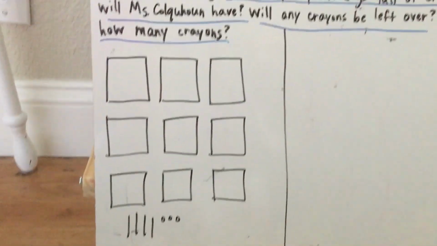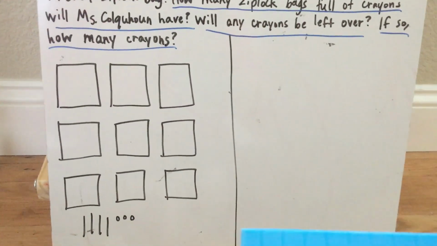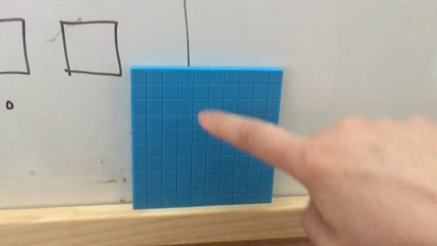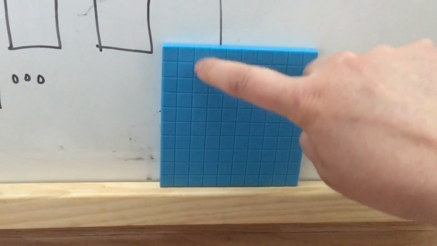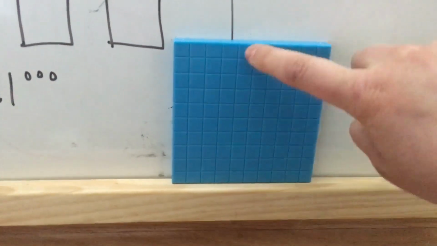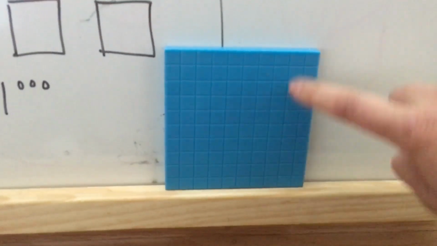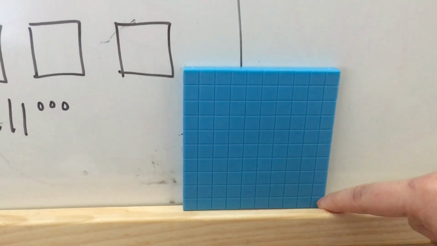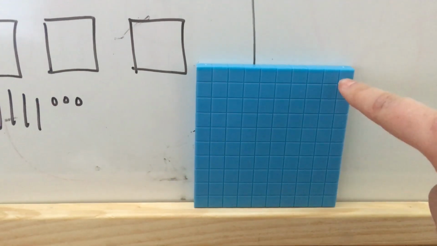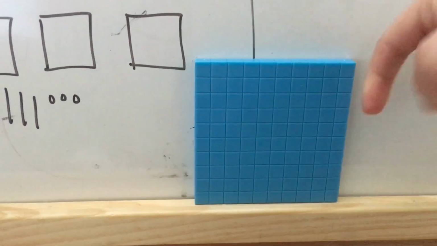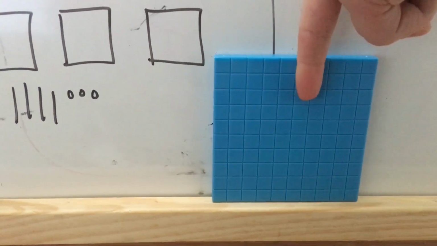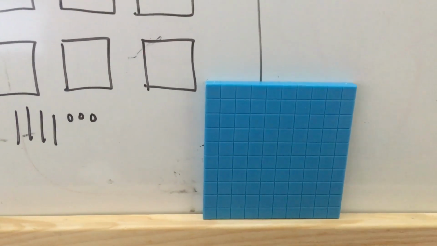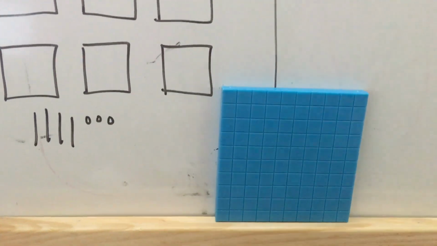Okay, now on a place value hundreds square, you can see that there are tens: 10, 20, 30, 40, 50, 60, 70, 80, 90, 100. There are 100 squares on this 100 square. There are 10 tens: 1, 2, 3, 4, 5, 6, 7, 8, 9, 10. Hundreds are made up of tens. 10 tens make 100.